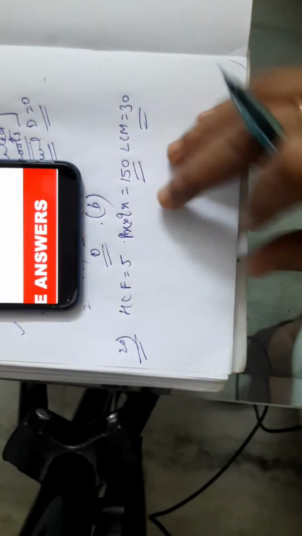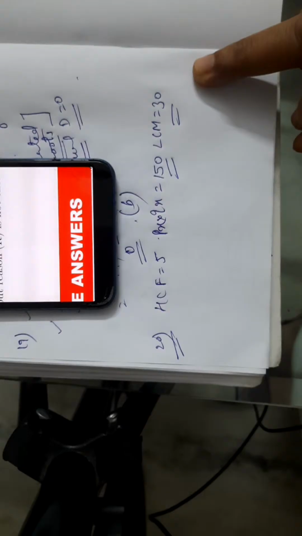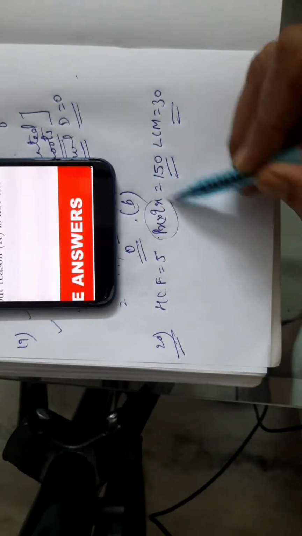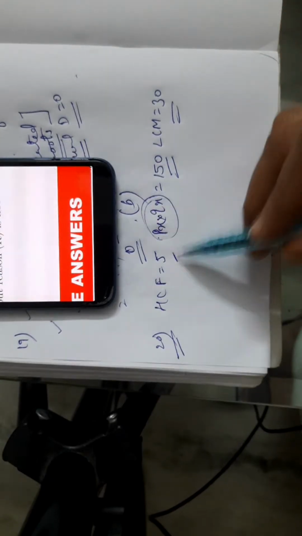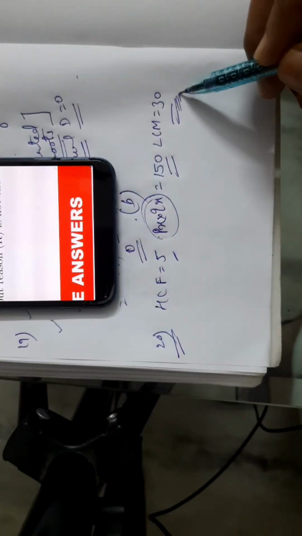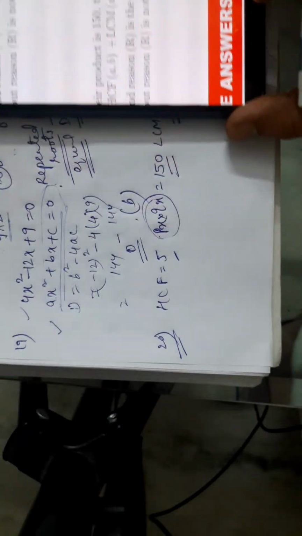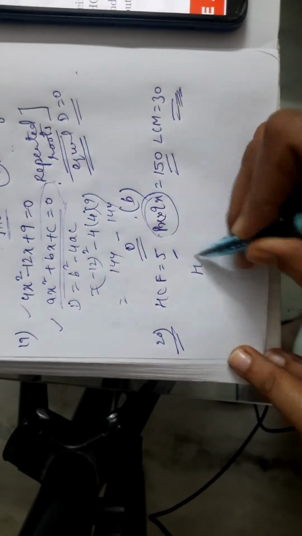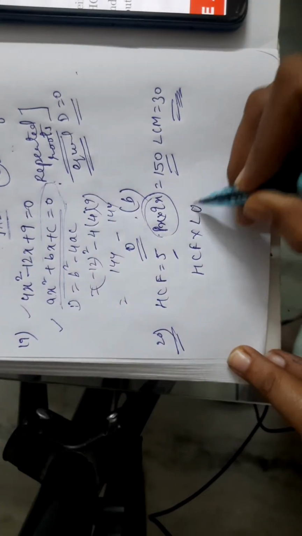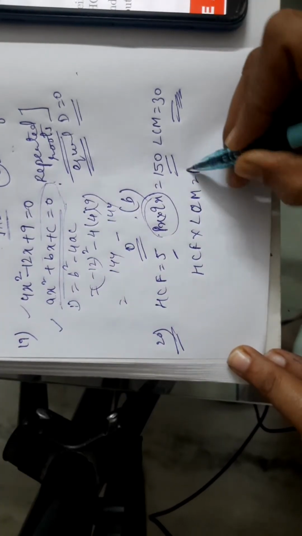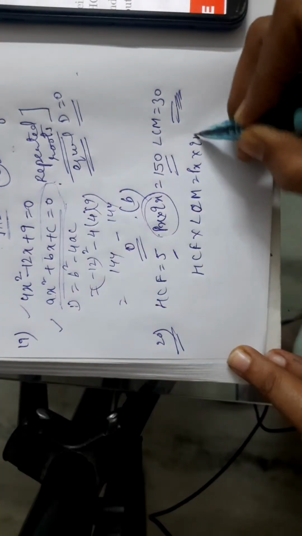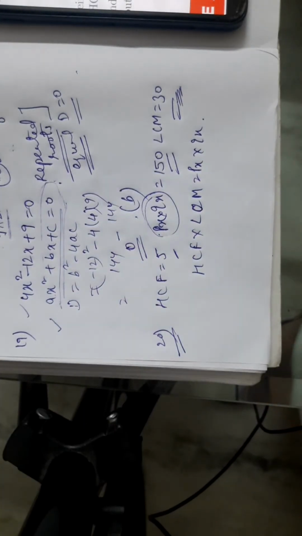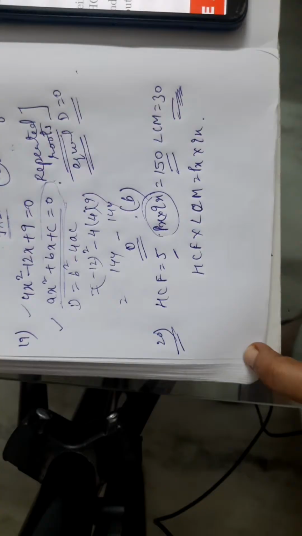The assertion above has all been given correctly. The product of two numbers is equal to the product of LCM into HCF, right? Very good. The reason is wrong. So what is the correct reason? HCF multiplied by LCM is equal to P of x multiplied by Q of x, or A into B. Very good.